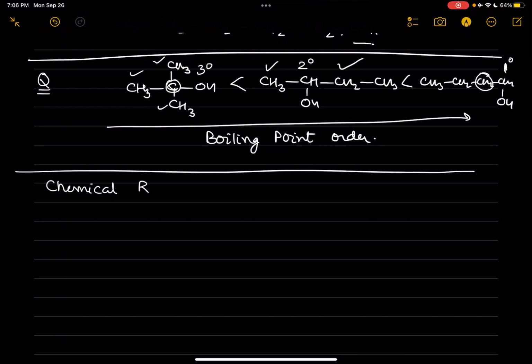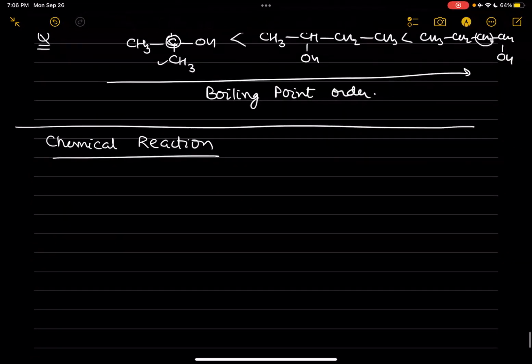Now the next thing is chemical reactions. There are 2 types of chemical reactions. One reaction is in which you break the OH bond. And the other reaction is this. The alcohol is generally represented by R, and any alkyl group is represented by R. Is it clear? R can be methyl, ethyl, propyl. So there are two types of reactions.